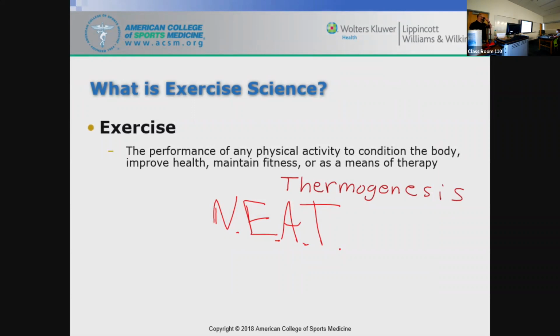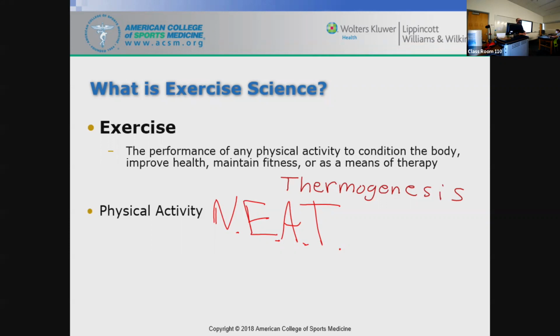So we needed to describe the terms involved with this, the exercise and the science. The exercise portion being performance of any physical activity to condition the body to improve health, maintain fitness, or as a means of therapy, rehabilitation, and we went into the concept of physical activity. And with that, there's a term or an acronym used to describe somewhat common physical activities throughout the day that we might do.